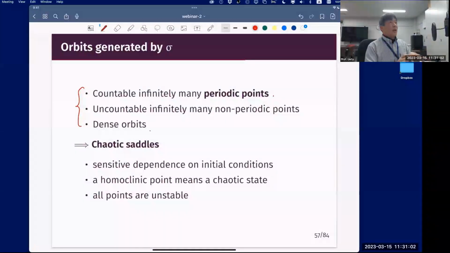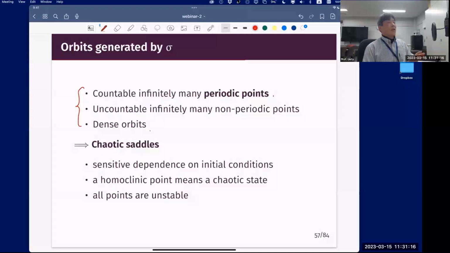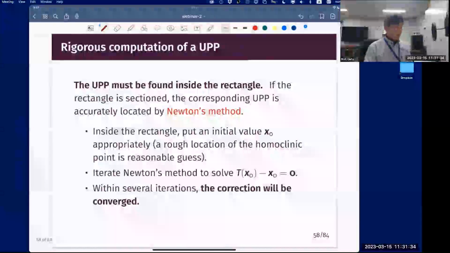You cannot see any strange attractors or stable attractors, but possibly there exist unstable chaotic saddles. All of them are unstable. If you put in an initial point, probably the orbit finally goes far away, but chaotic saddles exist near the saddle.